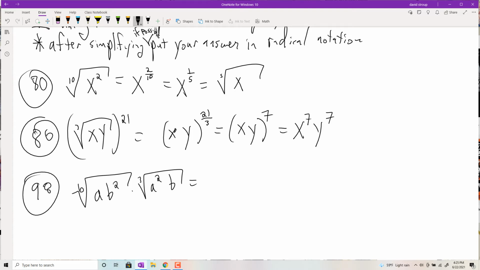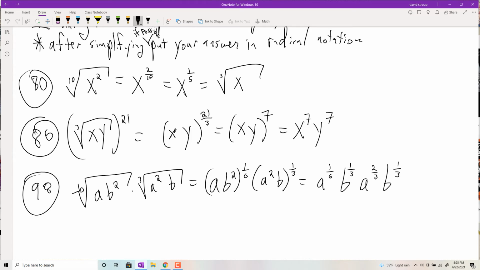So the first thing I can do is rewrite the ab squared with a 1/6 power, and then I can rewrite the a squared b with a 1/3 power. Then you could distribute those exponents. So I get a to the 1/6, b to the 2/6, which is really 1/3, times a to the 2/3 times b to the 1/3. Then you can combine like bases. So you'll have a to the 1/6 plus 2/3, and then you have b to the 1/3 plus 1/3.